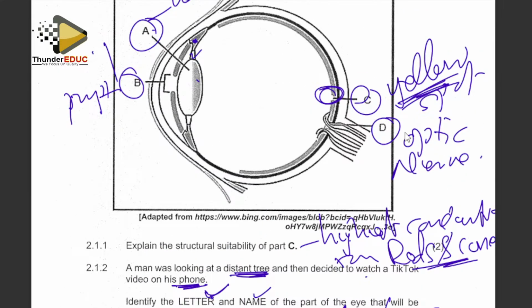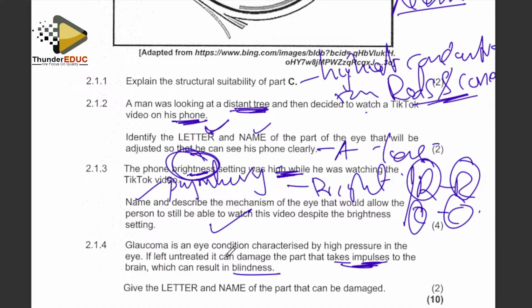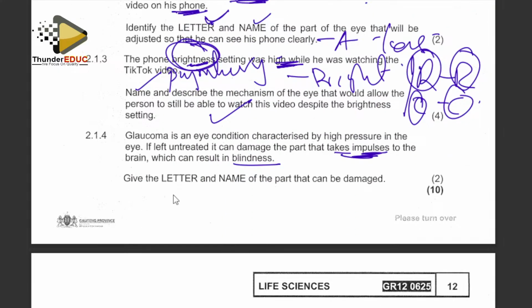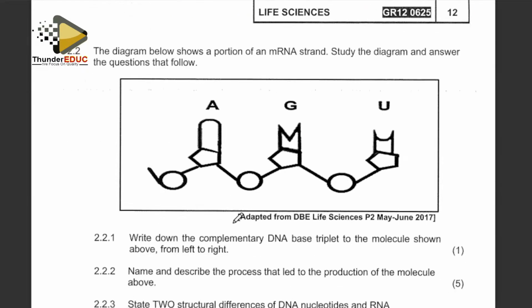The letter is D and the name is optic nerve. Done. The letter here is D and then optic nerve. We are done. We go to the next question.